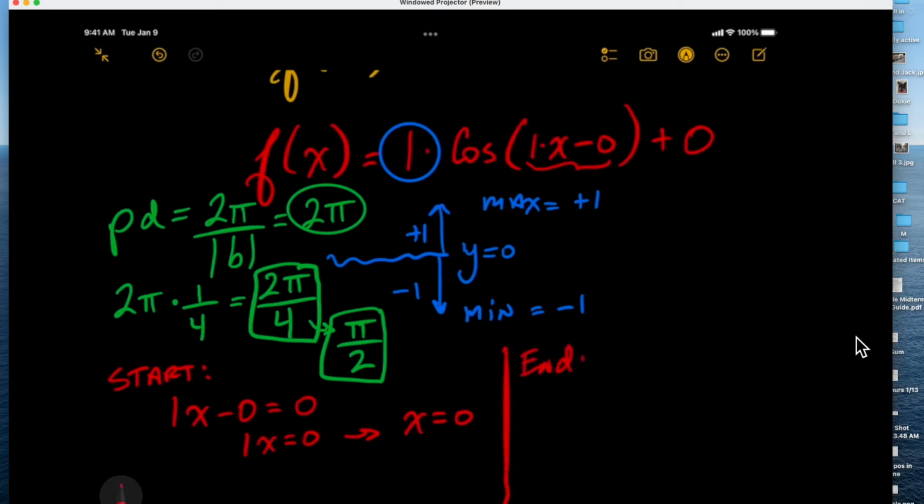To find the end, you take the starting point and you add the period of this transformed function. So our starting point is going to be 0. We're going to add the period, which is 2 pi, and our ending point is going to be at 2 pi. Okay, folks, now we have everything we need to graph our function.